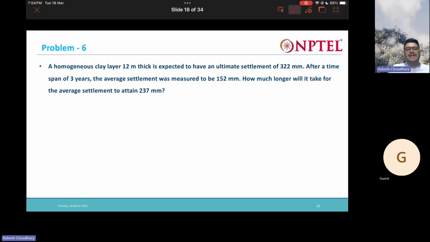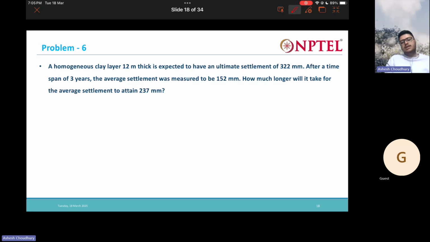A homogeneous clay layer 12 meter thick is expected to have an ultimate settlement of 322 mm. After a time span of 3 years, the average settlement was measured to be 152 mm. How much longer will it take for the average settlement to attain 237 mm?